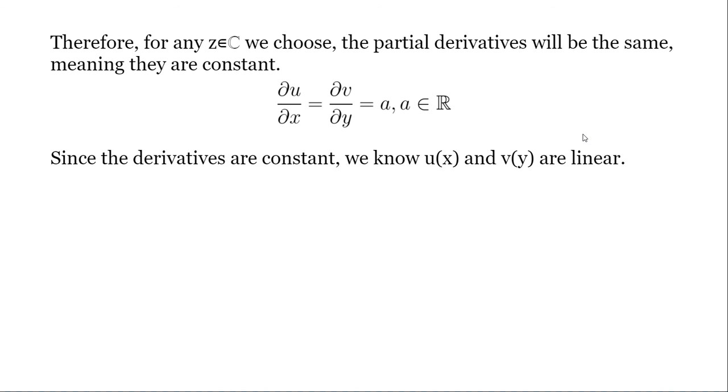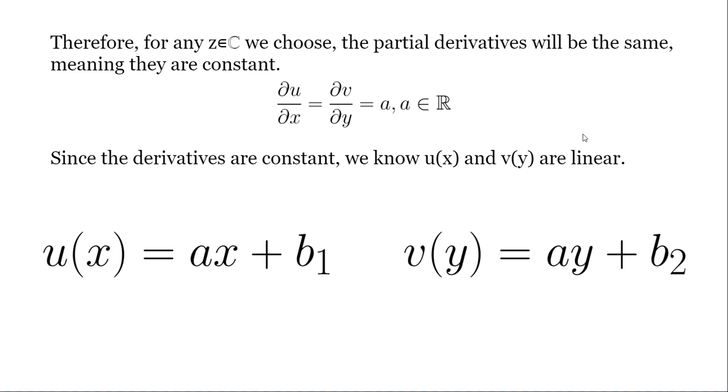And since the derivatives are constant, we know that this can only be the case if u(x) and v(y) are both linear functions, or else they won't have a constant derivative. So from here we can write general linear forms of u(x) and v(y), where we say u(x) equals ax + b1 and v(y) equals ay + b2. We know that their slopes are the same since their derivatives are the same. They both equal a, but we had just assumed that they have different constants, b1 and b2.